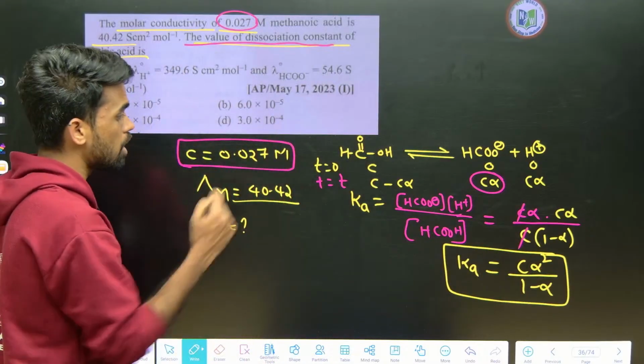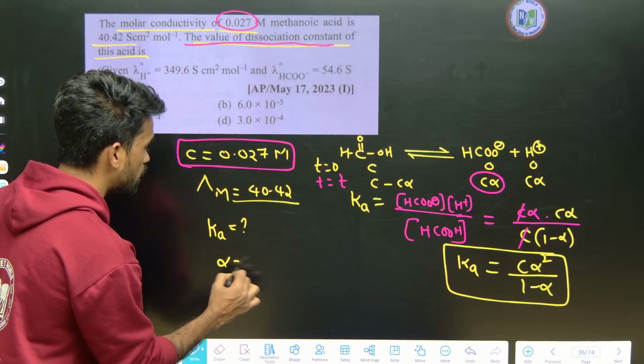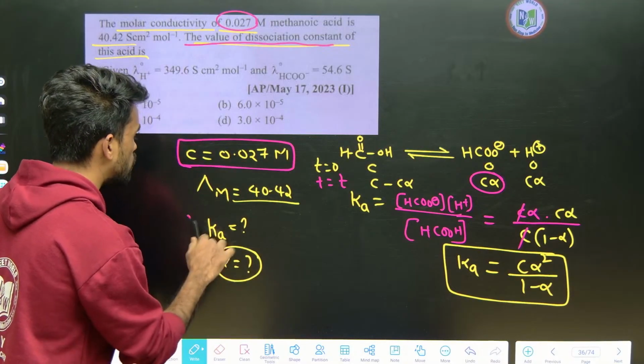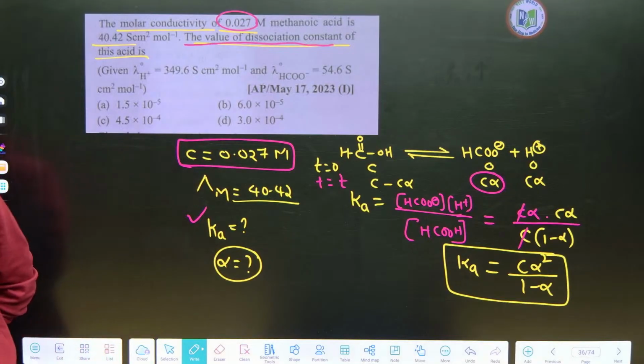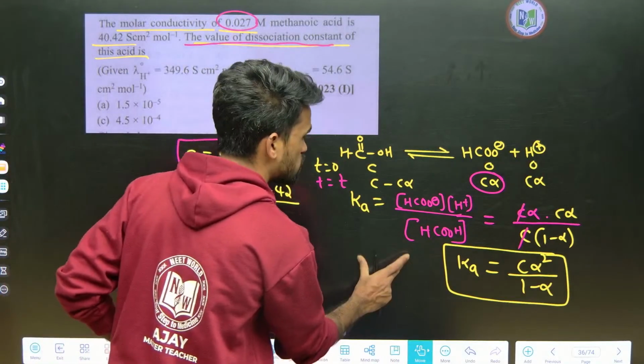But what about alpha? So how do you get this alpha? If you know the alpha value, then only you will get your Ka. So how do you calculate this? Very easy guys, just follow these steps. I will tell you, just follow these steps.